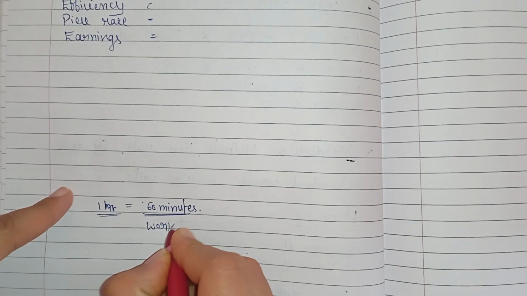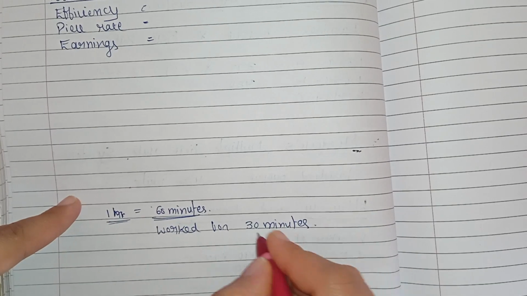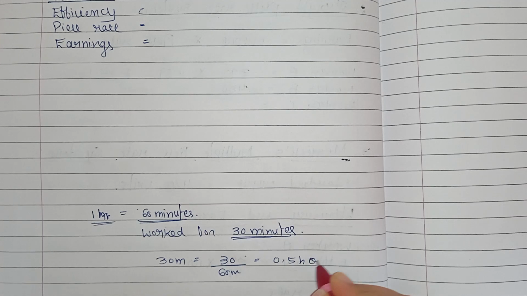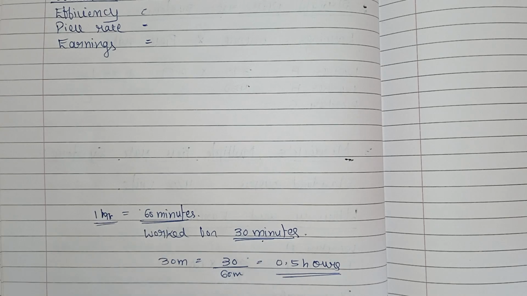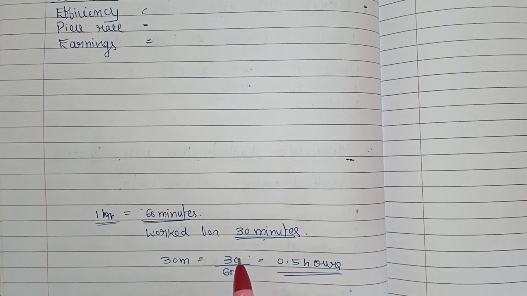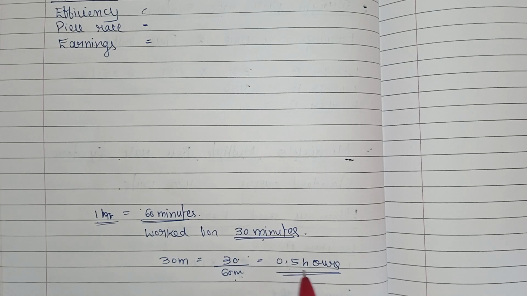For example, suppose you worked for 30 minutes. Now convert this into hours. 30 minutes divided by 1 hour, that is 60 minutes, equals 0.5 hours. One more time I will explain: suppose you work for 30 minutes, and you convert this 30 minutes into hours. So 30 minutes divided by 60 minutes equals 0.5 hours.